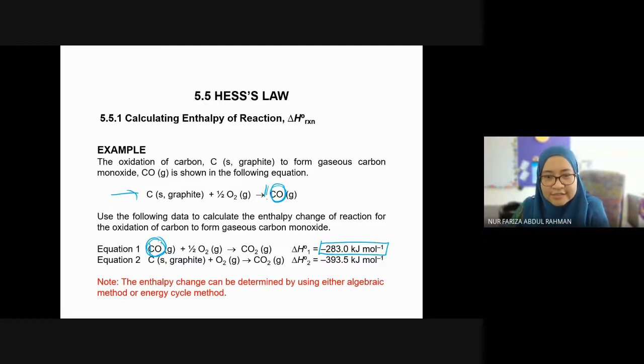Secondly, just to check, what else? Carbon needs to be on the reactant side. Let's check. Yes, in equation 2 we have carbon on the reactant side. Do we need to change it? No.